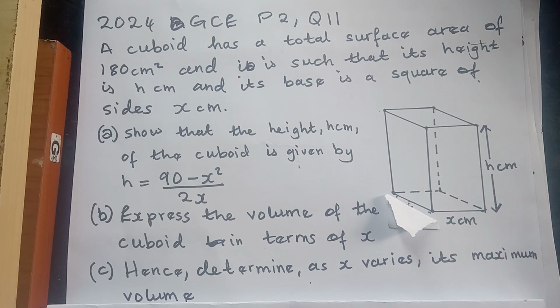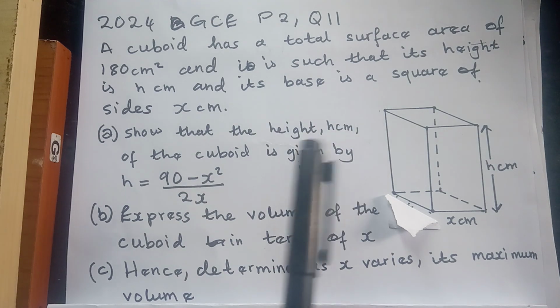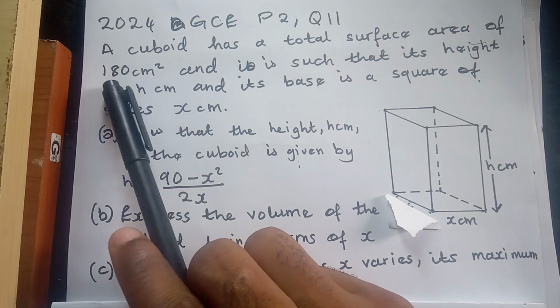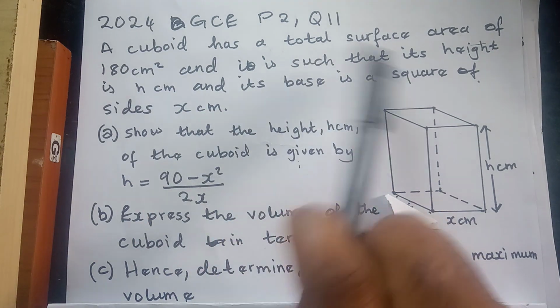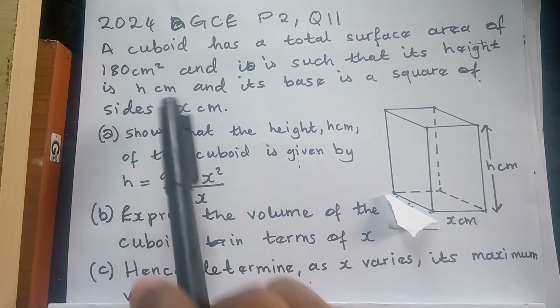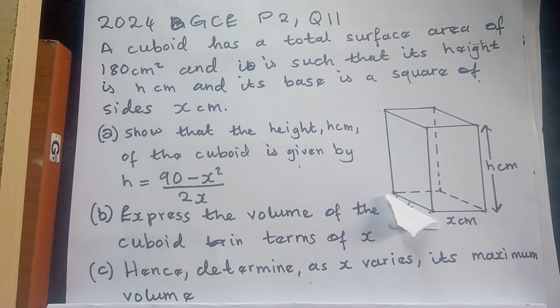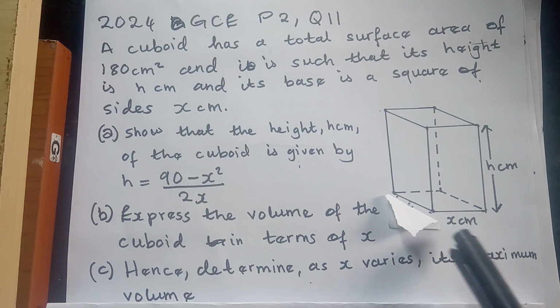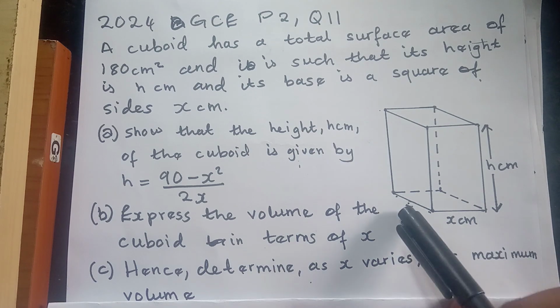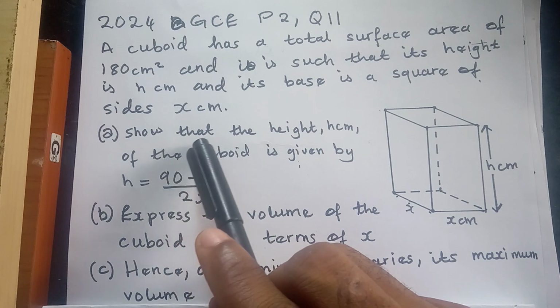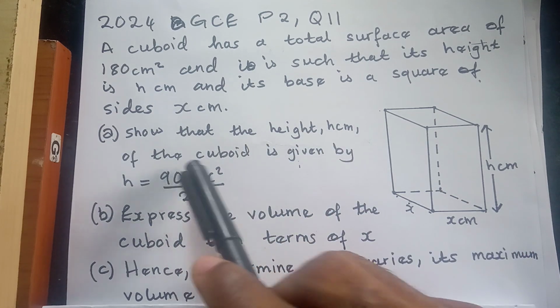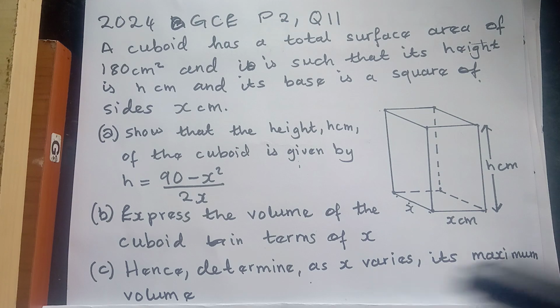So 2024 GCE Paper 2 question 11. A cuboid has a total surface area of 180 square centimeters and is such that its height is h and its base is a square base of sides x. So the base is square. If this is x centimeters, then even this one will be x centimeters. So now show that the height h of the cuboid is given by this.